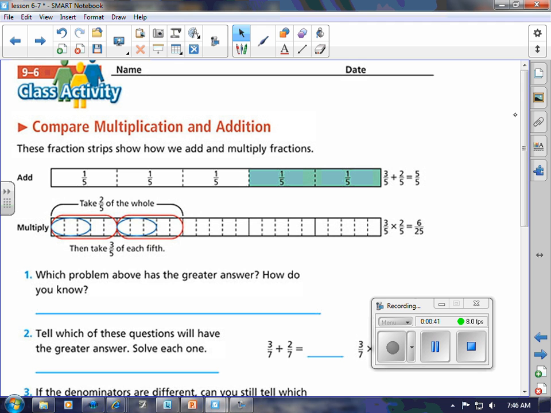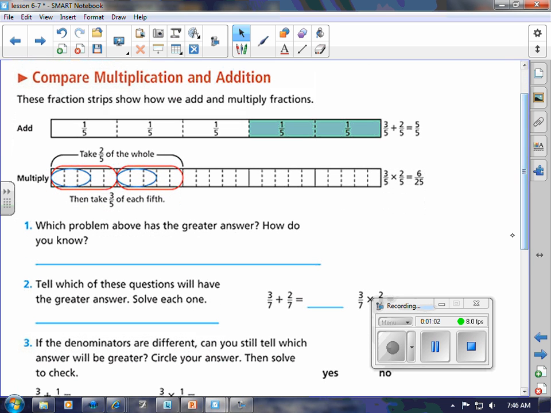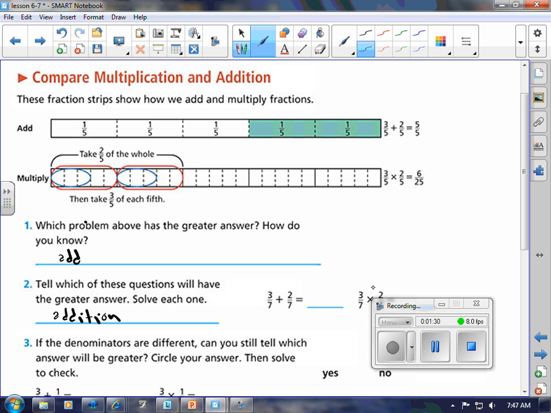All right, these are some fraction strips, and they show how we can add and multiply fractions. If you look at the top one, you're seeing how 2/5 plus 3/5 is 5/5. Then you're seeing how 3/5 times 2/5 is 6/25. Which one has the greater answer? When you add fractions, you get a bigger piece of the pie. You're adding more. Whereas when you multiply, you are making it smaller. You're taking a portion of the portion already. So which of these equations is going to have the greater answer? The addition one. It'll always be the addition one.